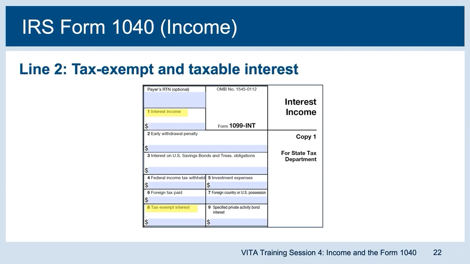Line 2, Tax-Exempt and Taxable Interest. Interest earned is reported to taxpayers on Form 1099-INT. Tax-exempt interest may include state, local, and municipal bonds. Although this income may not be subject to tax, it must be reported on the tax return. This is generally located in Box 8 of the 1099-INT. Taxable interest income can be earned on items such as checking or savings accounts and can be found in Boxes 1 or 3 of the 1099-INT.